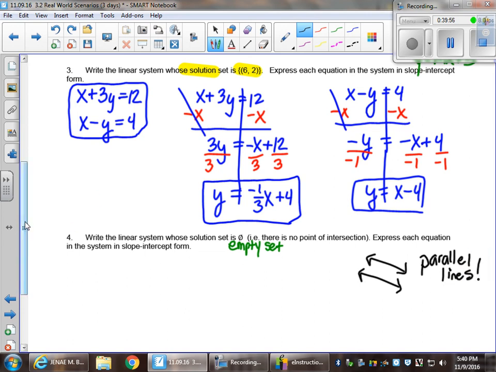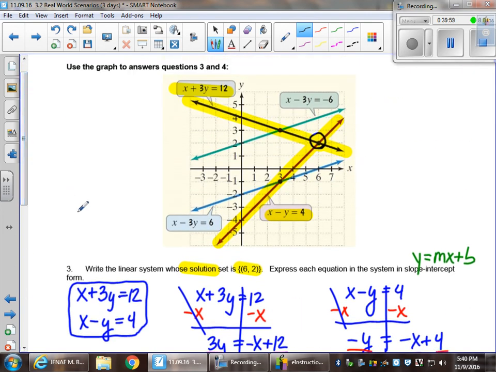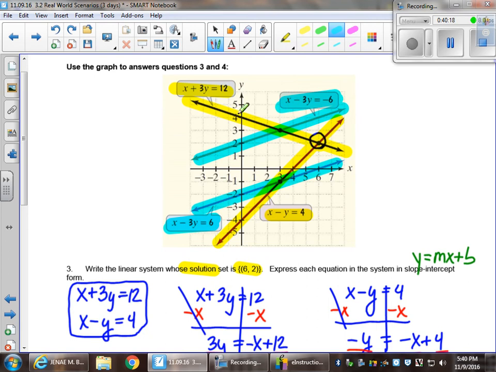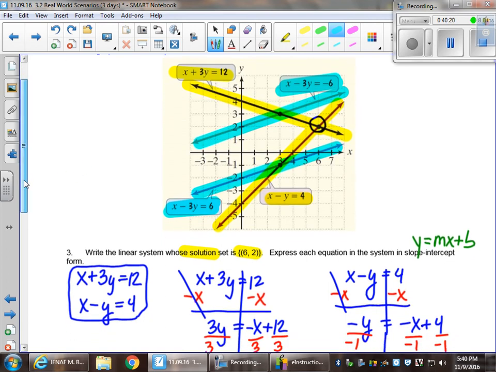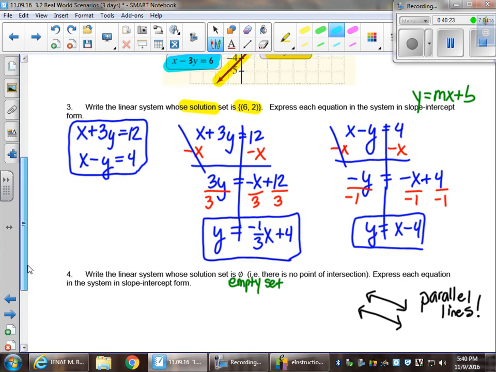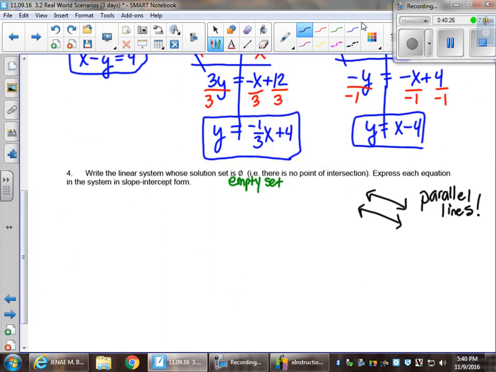Let's go see. Do we have some parallel lines here? I see some. Do you see them? Let me get my highlighter out. Those are looking parallel to me. Here's one equation. Here's the other. x minus 3y equals negative 6, and x minus 3y equals 6.